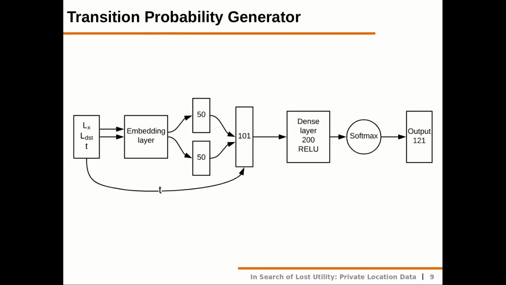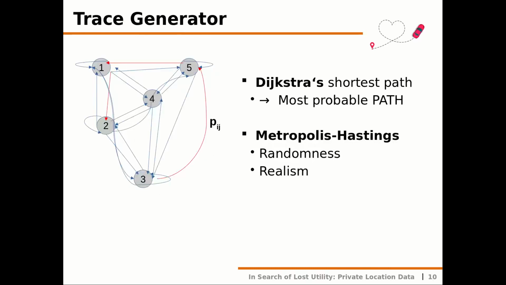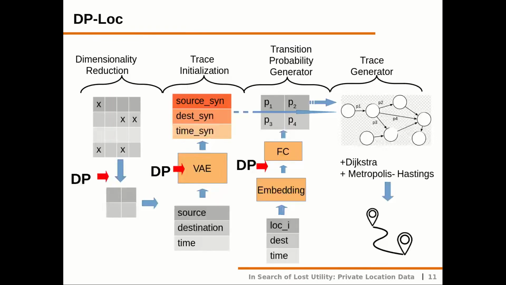The next one is the transition probability generator. You can see that we use the embedding layer, a 50-dimensional vector on locations, and we didn't embed time in the word embedding, just the location. And the output is the probability distribution between locations. Okay, and then the final step is, again, a full graph, and then we run Dijkstra's shortest path with Metropolis Hastings after it.